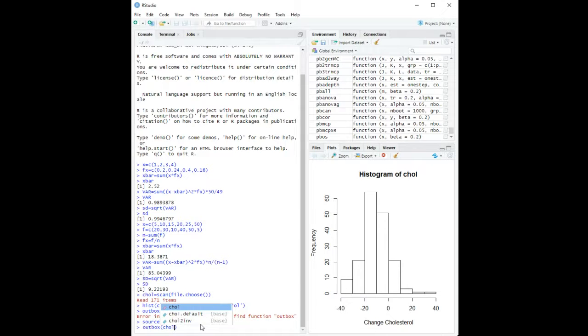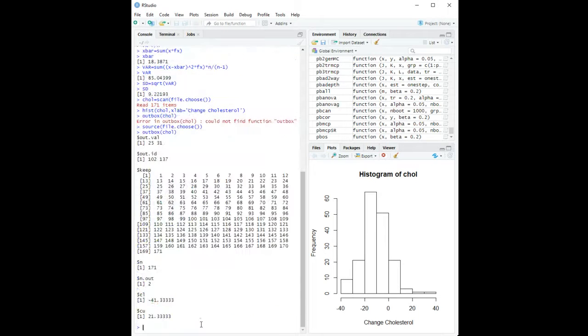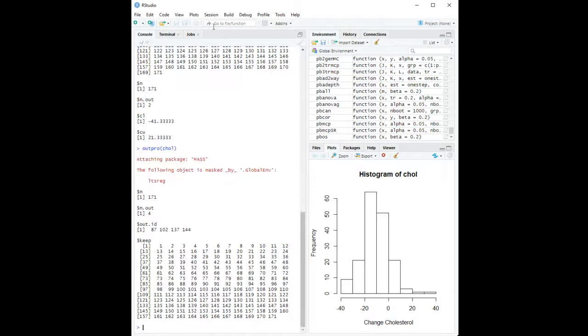Outbox. See if it works. Yes, there it is. So the out values, there's the two outliers that they were talking about, and then we're gonna do outpro, then control, and it should give you this one. So out values is 4. Okay. So these 4 values here. All right. So moving on to the next one.